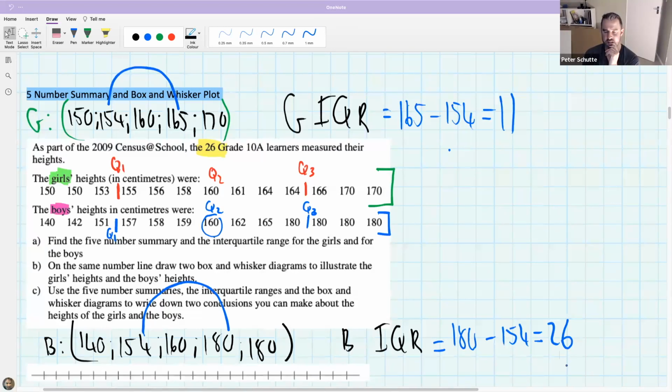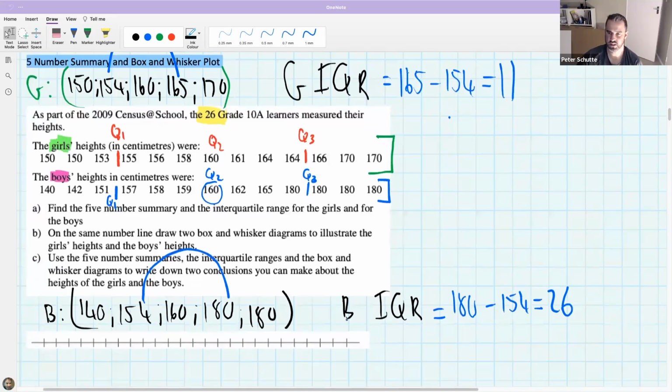I think the middle 50% of girls are within 11 centimeters of each other, whereas the middle 50% of boys are within 26 centimeters of each other. Okay, so I think that what you can say is that the girls' heights are closer together. Essentially they are packed more closely together and less spread out than the boys. The boys have a greater range of the middle 50% of the data. They also have a greater range, full stop. But we'll see that in the box and whisker.